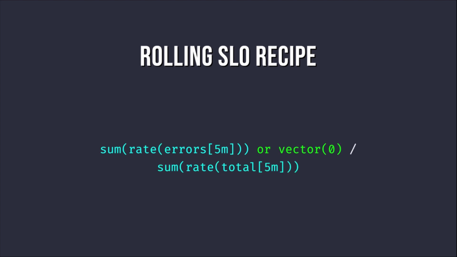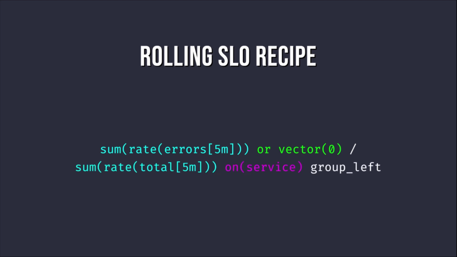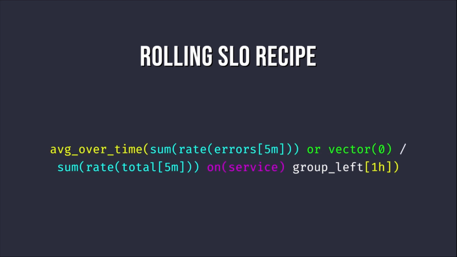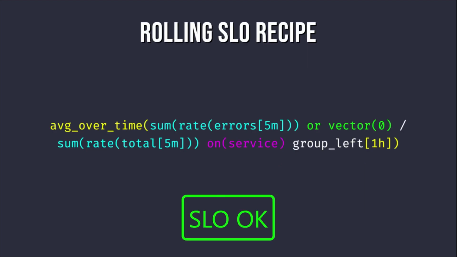Third, divide the error rate vector by the total request rate vector, using on(service) to ensure correct vector matching. Finally, use avg_over_time on the resulting ratio over a 1-hour period to smooth the result, providing a stable, production-ready service level indicator that accurately reflects system health.